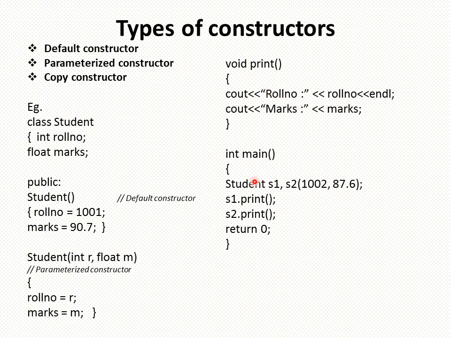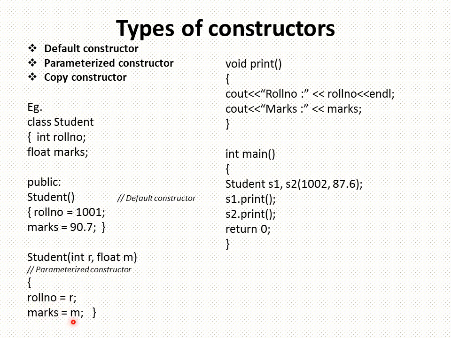Let's go with the main program. Student S1, the first object is created. And this S1 has no parameters here. So the default constructor will be invoked. And for the object S1, roll number value will be 1001 and the marks will be 90.7. And after that, the S2 object will be created with the values 1002 and 87.6. You can easily understand this 1002 will be passed to r and this 87.6 will be passed to m. So inside the parameterized constructor, if you notice roll number equal to r, it means roll number is equal to 1002.